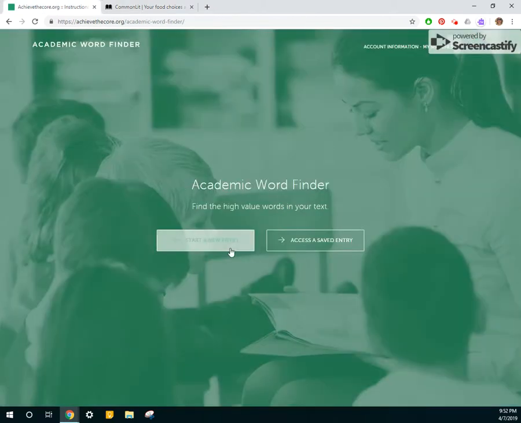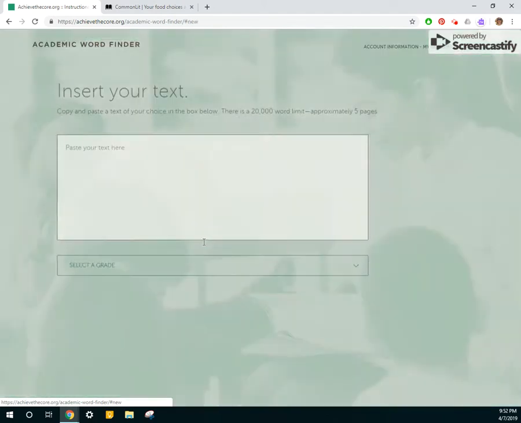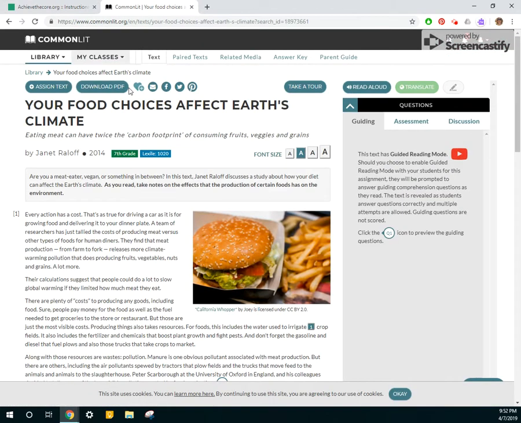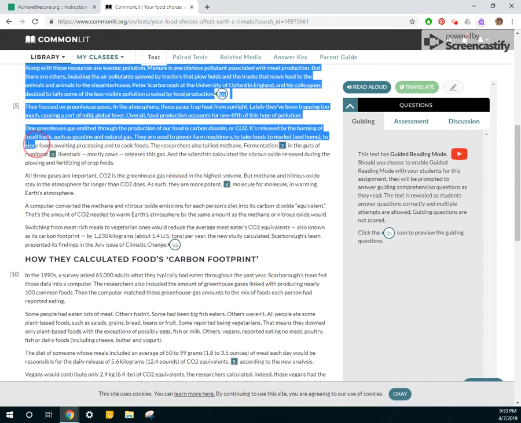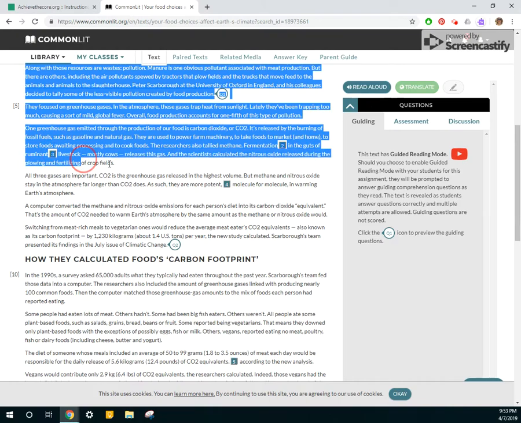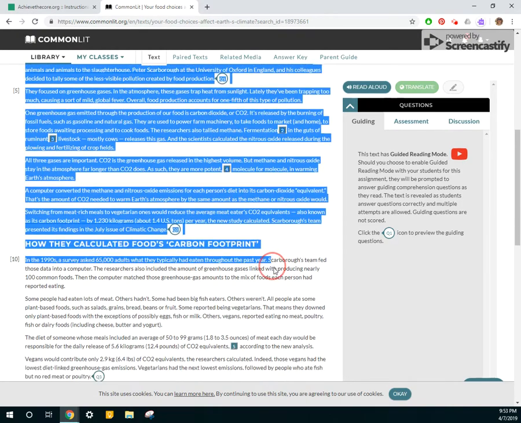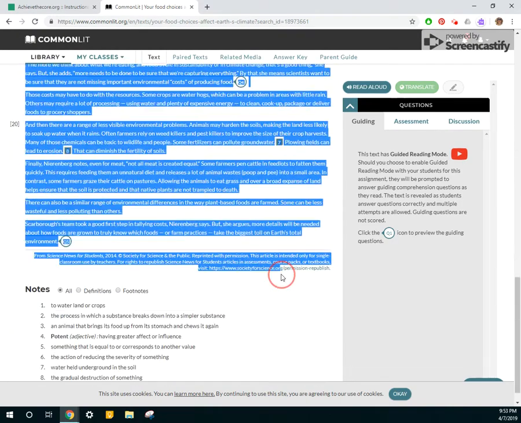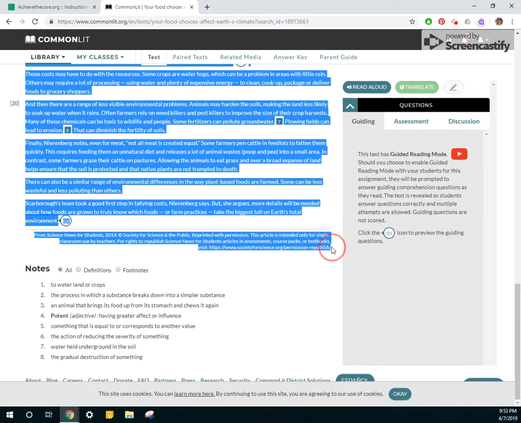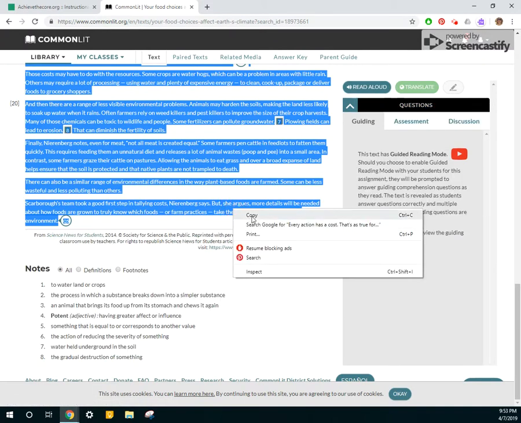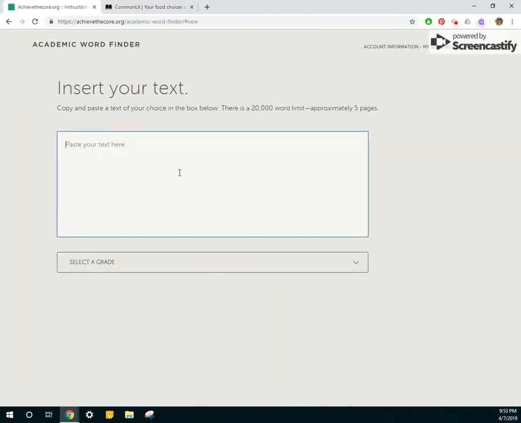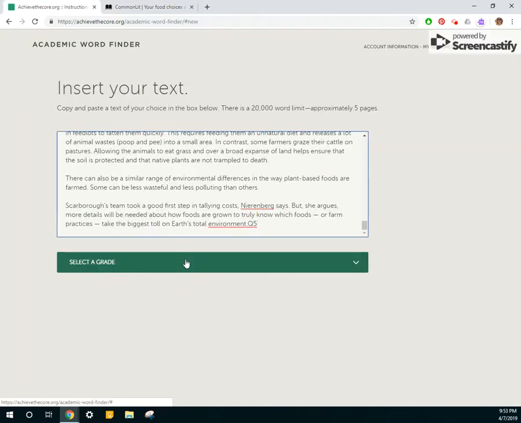So to use Academic Word Finder, we're going to want to start a new entry, and we're going to want to copy and paste the content of the article. Now, notice that as I'm highlighting this, I'm getting some of the random threes and the question bubbles. That's totally okay. For the sake of what we're doing, that won't cause too much of a problem. So we're going to copy it, and we're going to go in and we're going to paste our text.